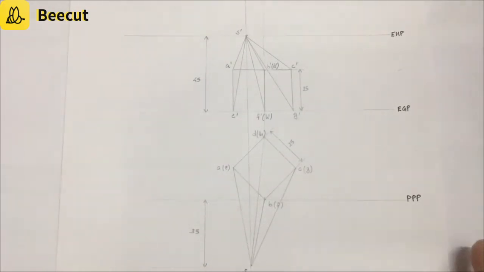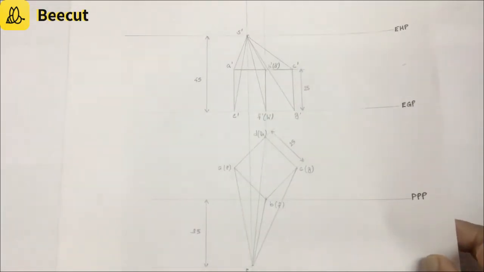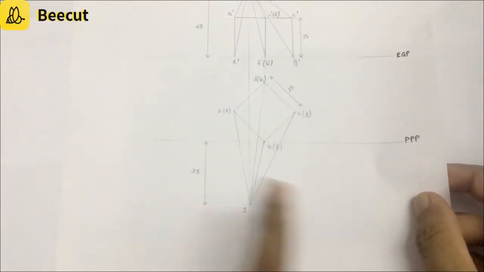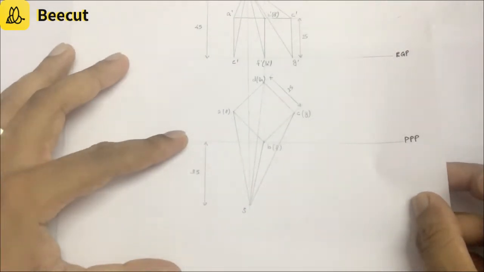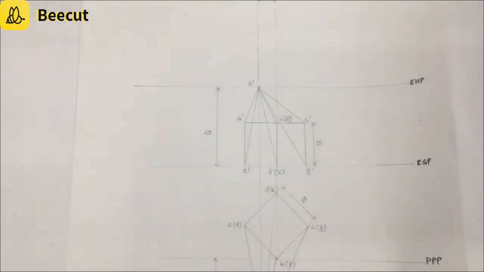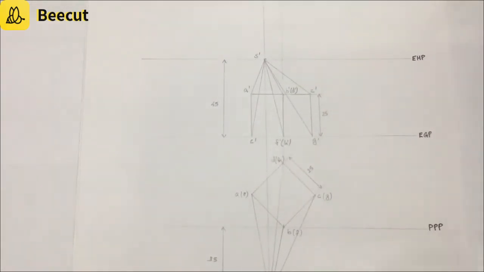That dimension is taken later, but while you are starting to draw the question, you have to ensure that there is sufficient space below the PPP line. This much space is required below the PPP line so that you can locate the points. So initially you have to draw a line, which is termed the PPP line, and then you have to draw the cube.